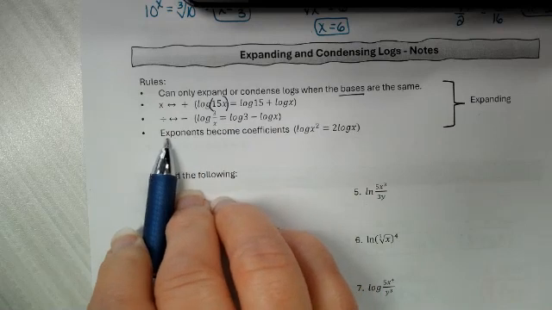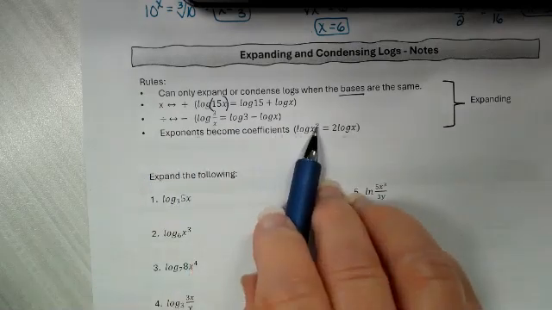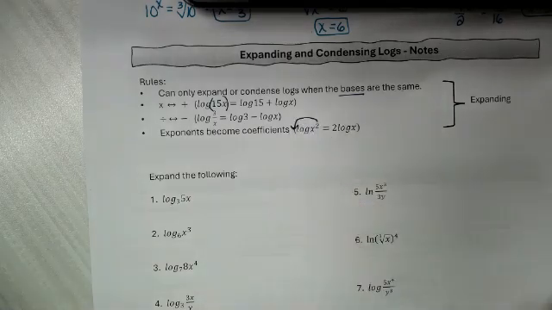And the third rule is the exponents become coefficients. So if it says log of x squared, the exponent comes out to the front and becomes a coefficient. All right, let's practice that and see how that works.